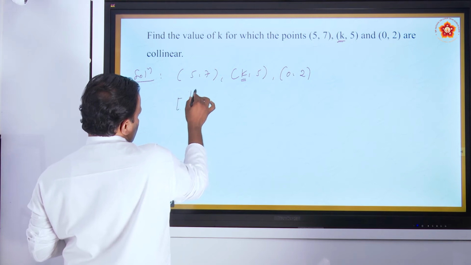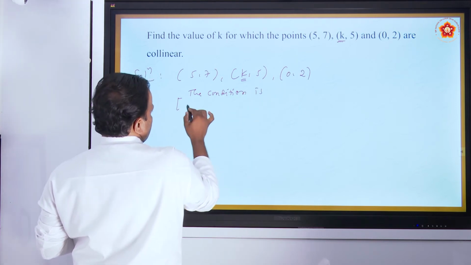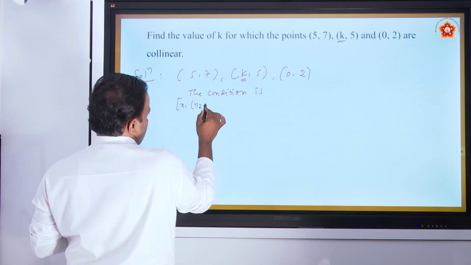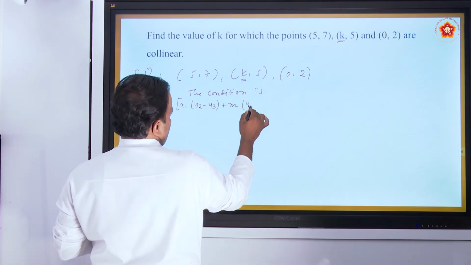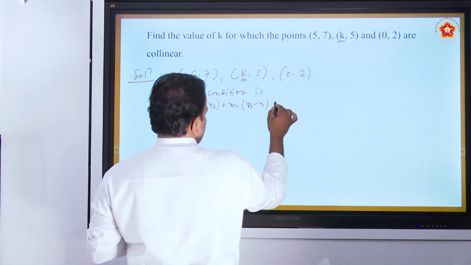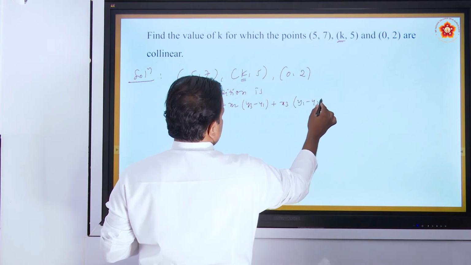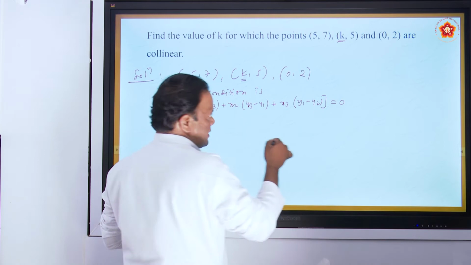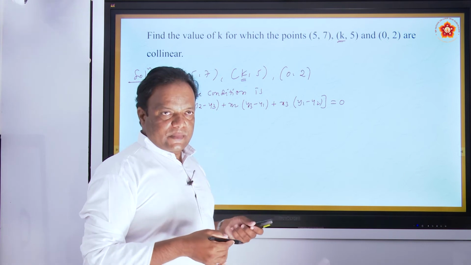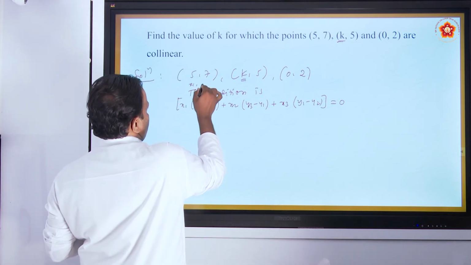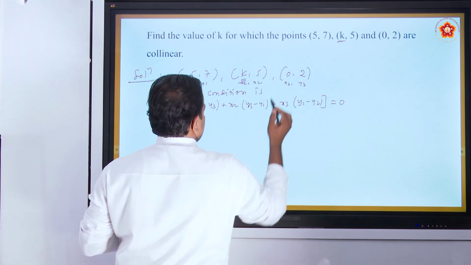The condition is, I use your formula, okay? x1 into (y2 minus y3) plus x2 into (y3 minus y1) plus x3 into (y1 minus y2) is equal to 0. This is the condition for the 3 points to be collinear. Substituting the values and equating, you have to find the value of k. So x1, y1, x2, y2, x3, y3.